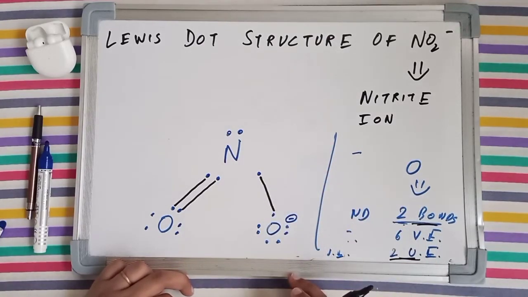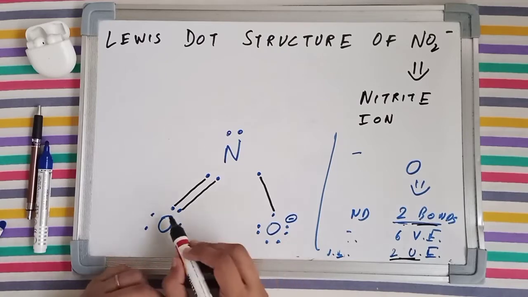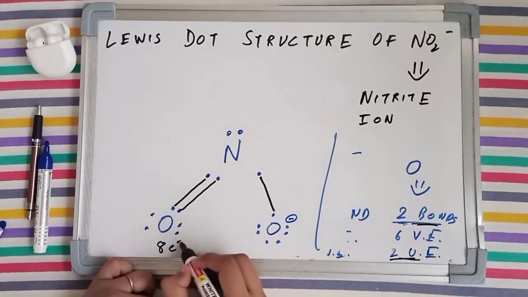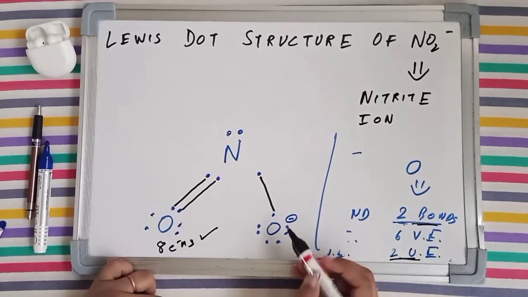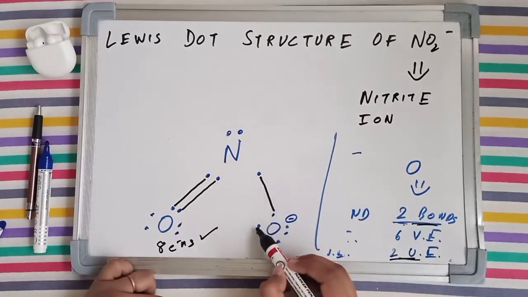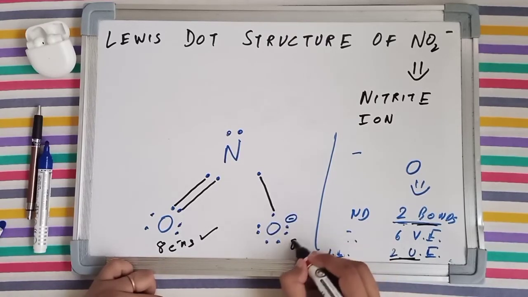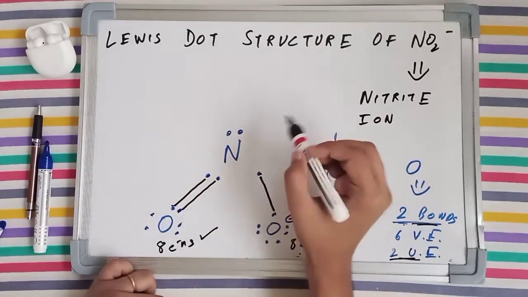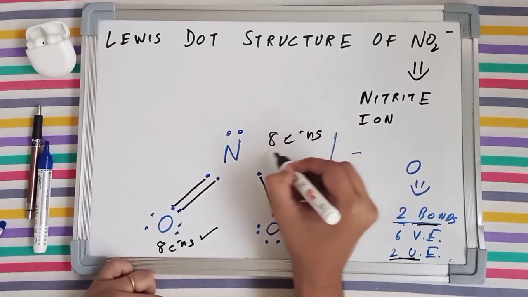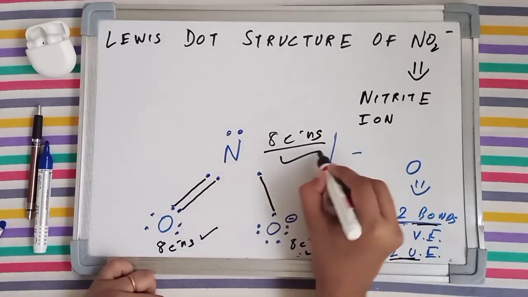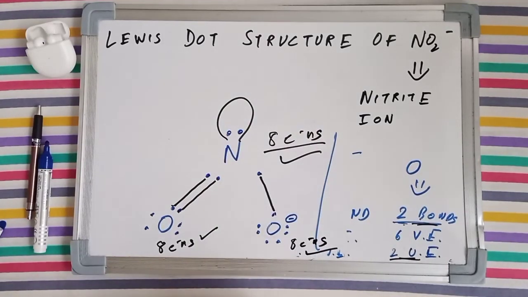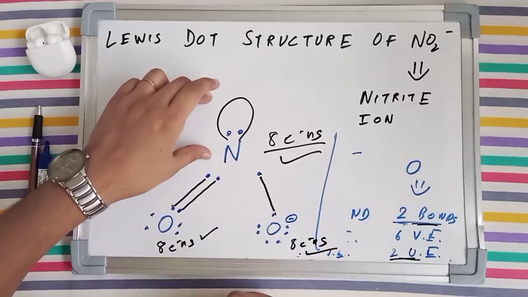Now let's count the number of valence electrons after bond formation. For oxygen, 1, 2, 3, 4, 5, 6, 7, 8, it has completed its octet and is now stable. Talking about O minus, 1, 2, 3, 4, 5, 6, 7, 8, it has also completed its octet and is now stable. Talking about nitrogen, 1, 2, 3, 4, 5, 6, 7, 8, nitrogen has also completed its octet and is now stable, but it has an extra lone pair. So remember that in NO2 minus, nitrogen will have a single lone pair with itself.